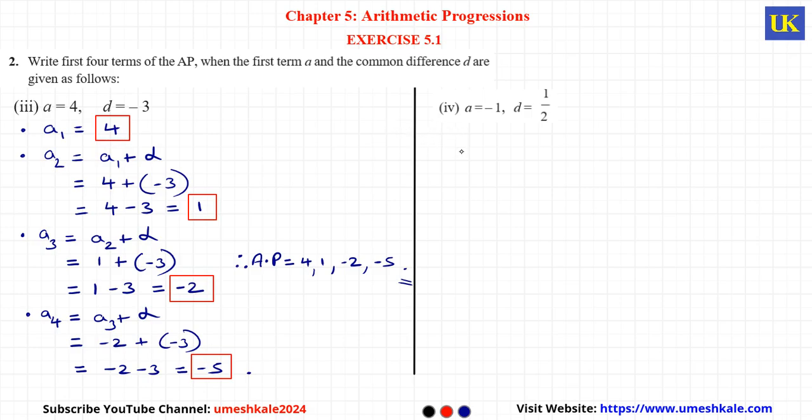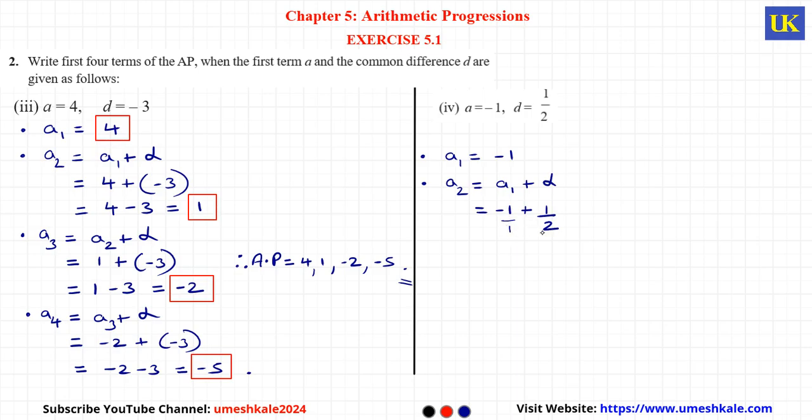So here A1 is minus 1. A2 we will do. So A1 plus D we have to do. A1 is minus 1 plus D is 1 by 2. It is a fraction. Okay. So here nothing is there in the denominator. It means 1 is there. There will always be one invisible 1 there. So now we have one fraction plus another fraction.